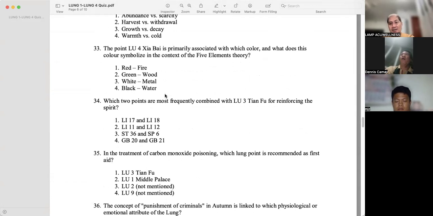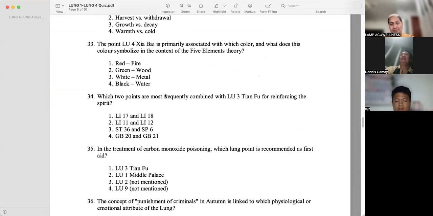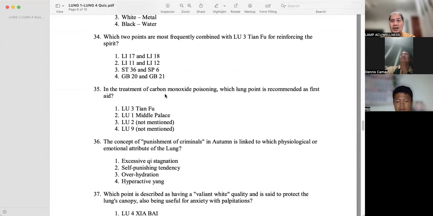The point lung 4 is primarily associated with which color, and what does this color symbolize in the context of the five-element theory? White, metal. Which 2 points are most frequently combined with lung 3 for reinforcing the spirit?